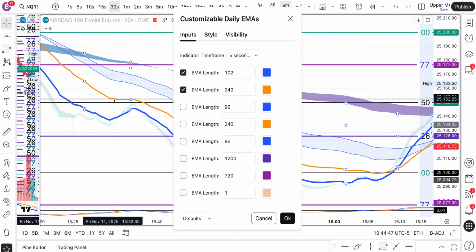And this one is based on the 1 minute 20. So I've got 12 5 second periods in a 1 minute candle, right? So 12 times 20 is 240. So that's how I come up with 102 and 240 on a 5 second.